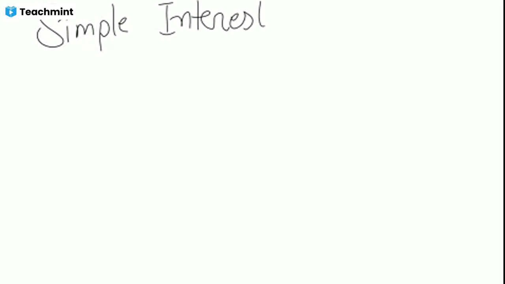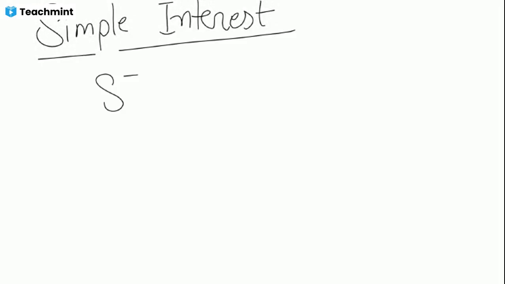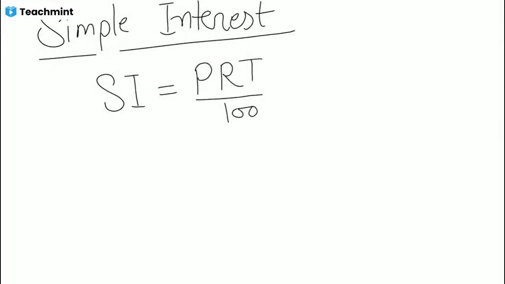Simple interest is usually denoted by SI, and the formula of SI is P R T over 100. Sometimes they use N instead of T, meaning number of years. The meaning is the same.